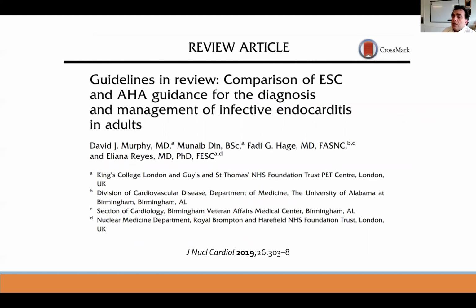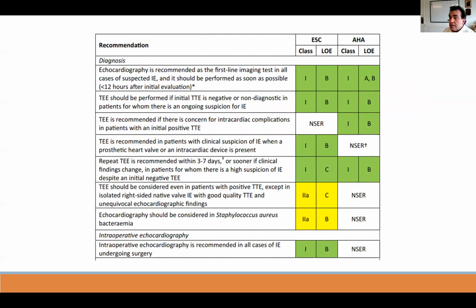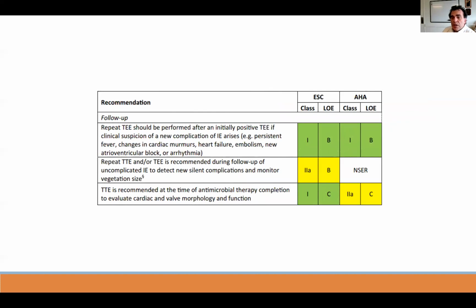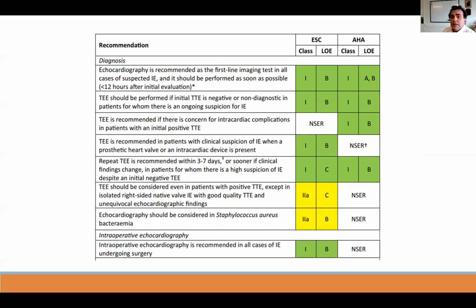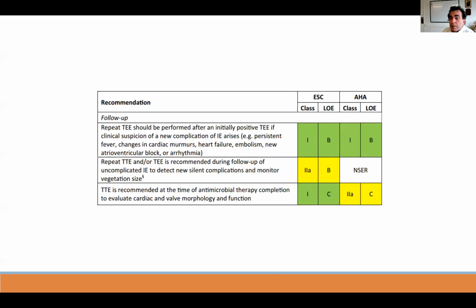So let's look at the review article that I mentioned in the beginning of my presentation, which compares the European to the American endocarditis guidelines. And you see ASE and AHA guidelines. So now let's look at whether we should do transthoracic or transesophageal echocardiography. If I look at the diagnosis, everybody agreed that echocardiography is recommended as the first-line imaging test in all cases of suspected endocarditis. And if we are not certain with a transthoracic echocardiogram, we can use transesophageal echocardiography.